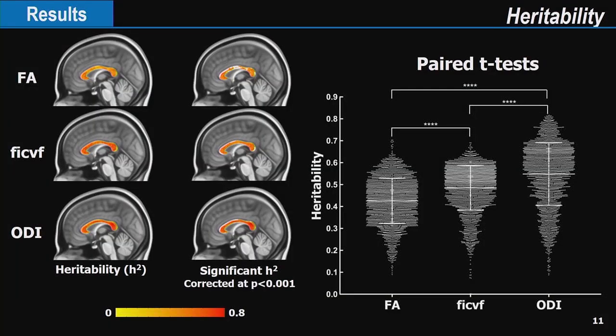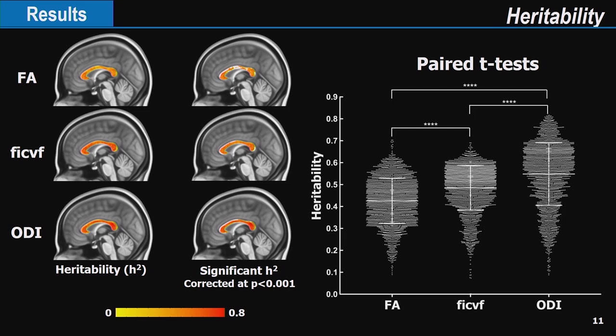And we also found a high FICVF value, which may reflect the extremely dense nerve fibers in this area. Here are the heritability results, and we found that the two NODDI measures showed relatively higher heritability than FA, and the parity test further confirmed our observation. And we can also see from the figure that the body parts showed relatively lower heritability for these 3 measures than the anterior and posterior parts.